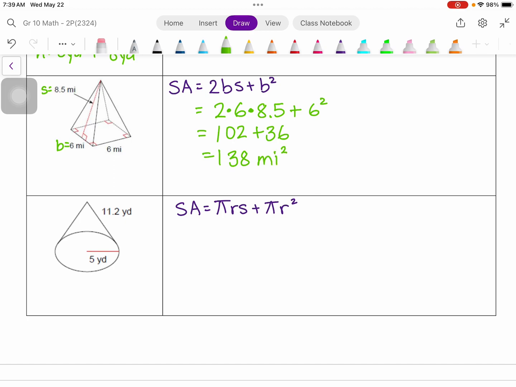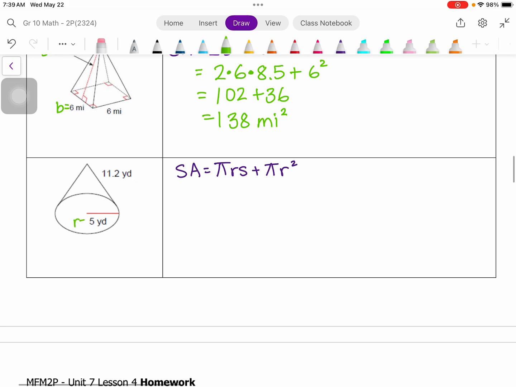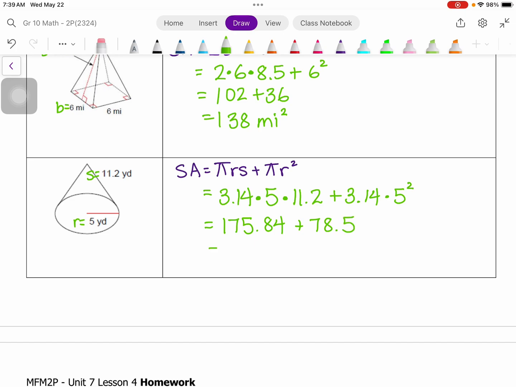And our last shape that we'll look at is a cone. So we have our radius and our slant height. And once again, pi is 3.14. So I'm multiplying that by the radius and the slant height, and adding that to 3.14 times the radius squared. So the first part is equal to 175.84, and the second part is 78.5. When we add those together, we end up with 254.34 yards squared.